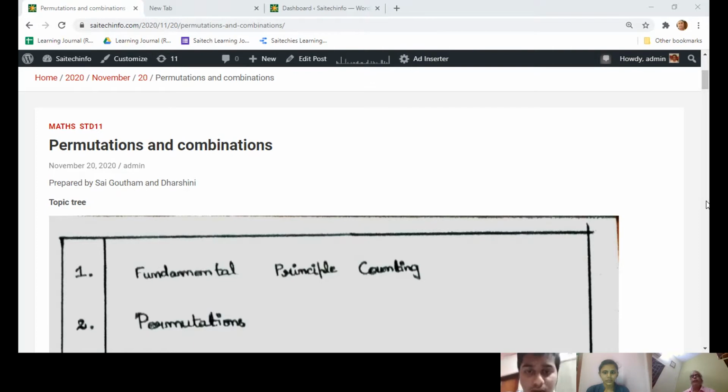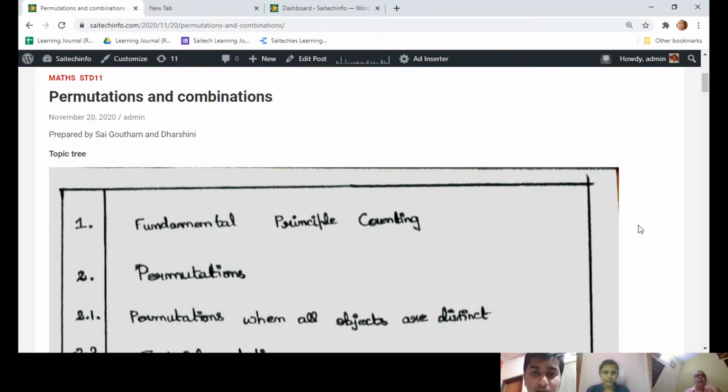Good evening all, this is Sai Gautam from class 11. Today we are going to see the topic permutations and combinations. First we will see the topic tree for this chapter.